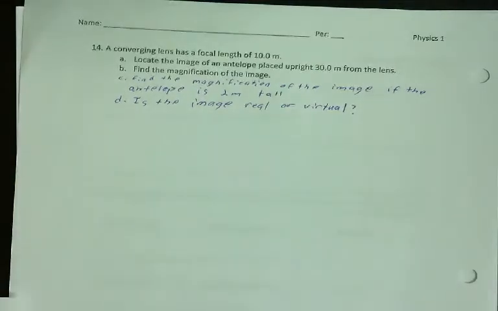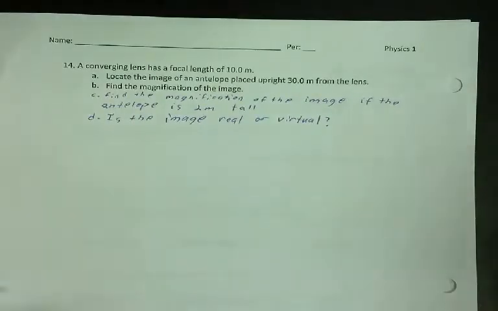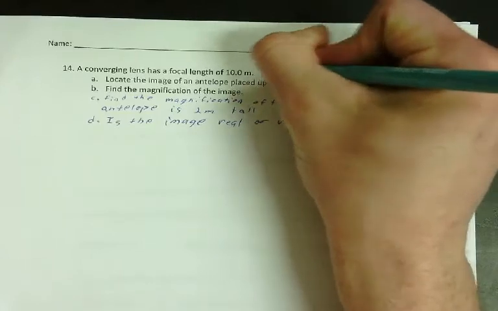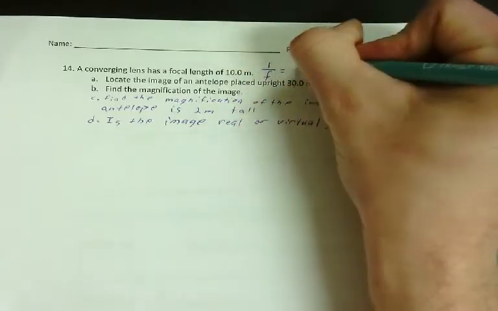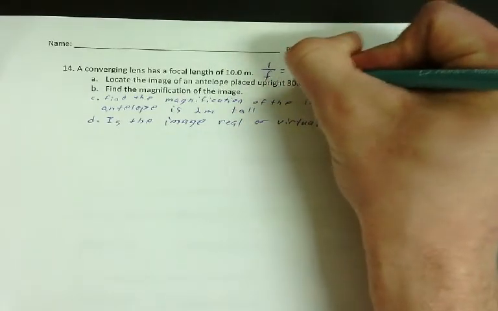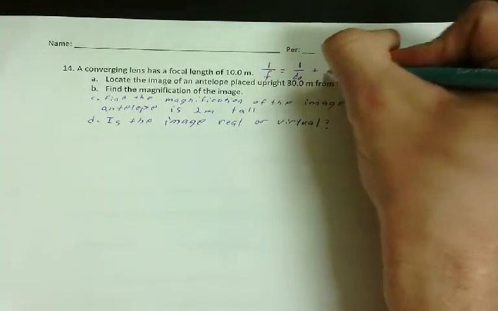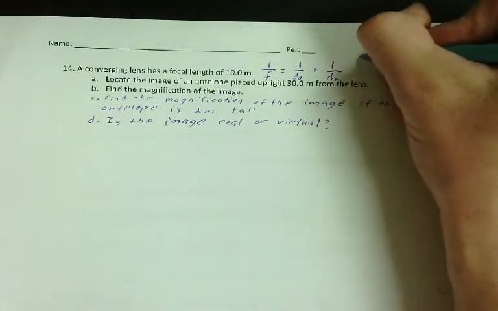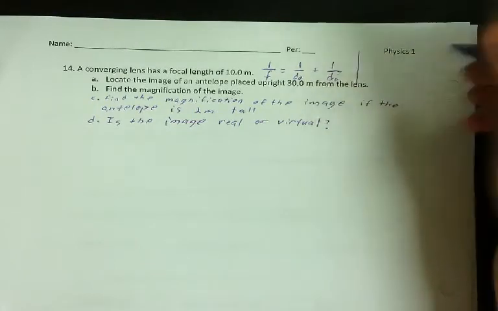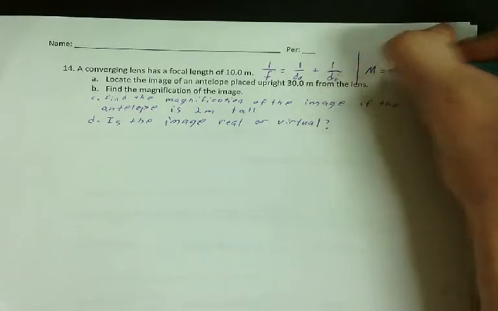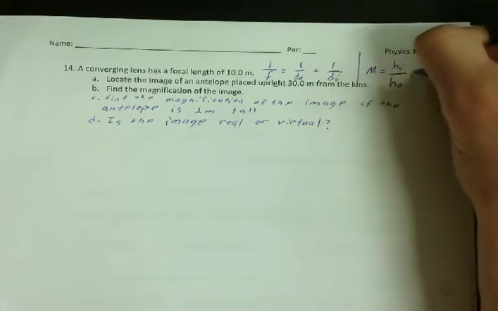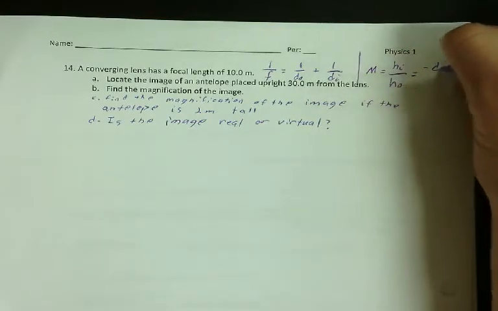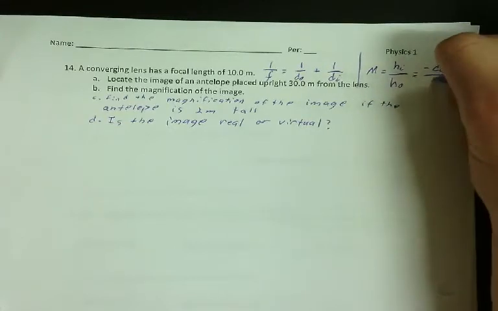Write down the equations that we're going to use. There are two equations. The first is the focal length equation, 1 over f equals 1 over do plus 1 over di. And then the other equation, magnification equals hi over ho equals negative di over do.